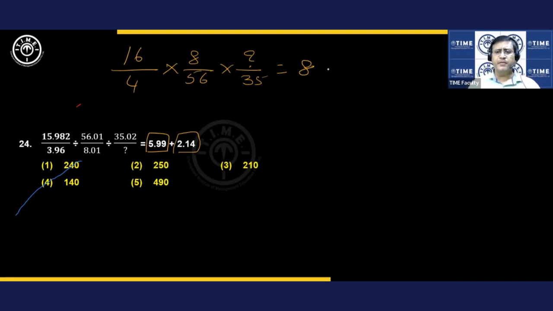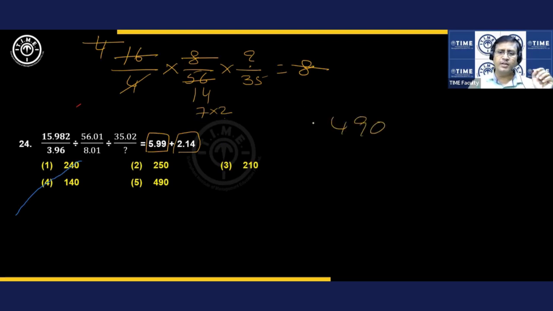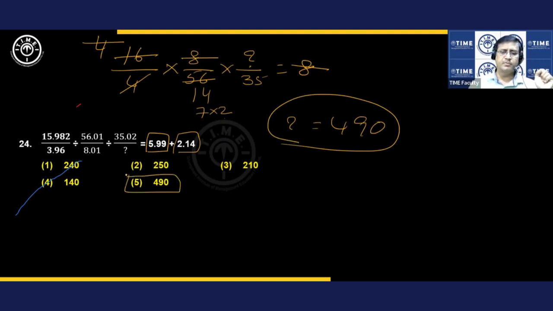Dear students, we can simplify 8 and 8 on either side. 4 in 16, it goes exactly 4 times. What about 4 in 56? 14 times. What do you mean by 14? 14 means 7 into 2. 2 times of 35, 70. 70 into 7, 490. So what is the value of question mark? The question mark is 4 equal to 490. Right choice, option number 5.